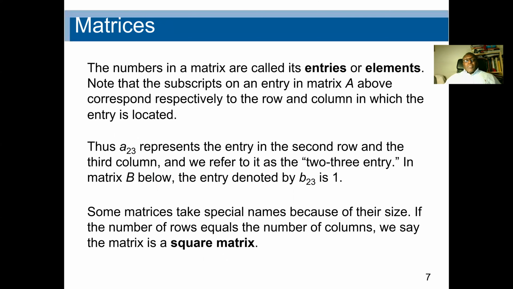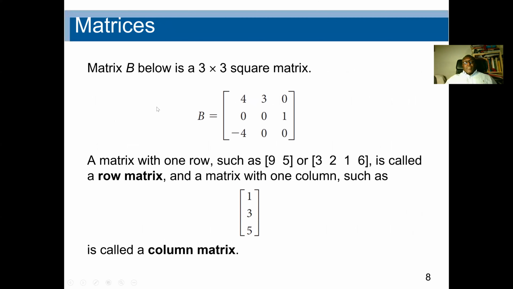So here we say the numbers in a matrix are called the entries, or sometimes we call them elements. A square matrix means the number of columns is the same as the number of rows. So a square matrix means 3 by 3, 4 by 4. So this is an example of a square matrix. It's 3 by 3 because we have 3 rows and also 3 columns.